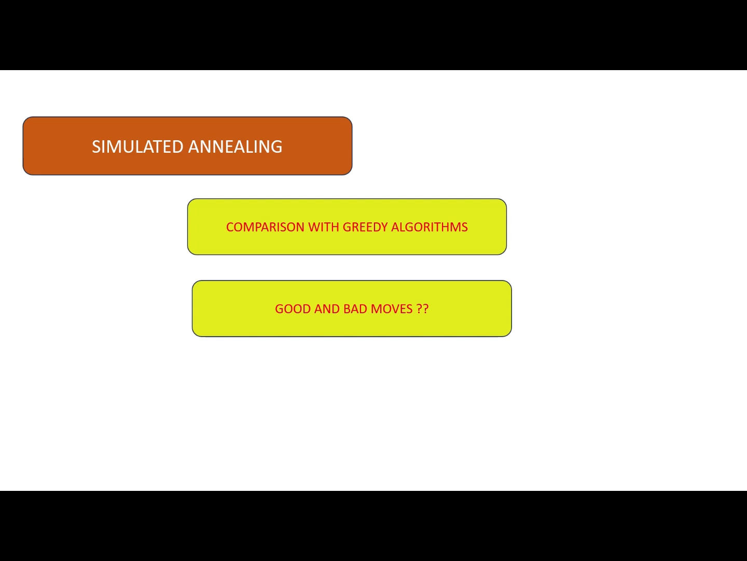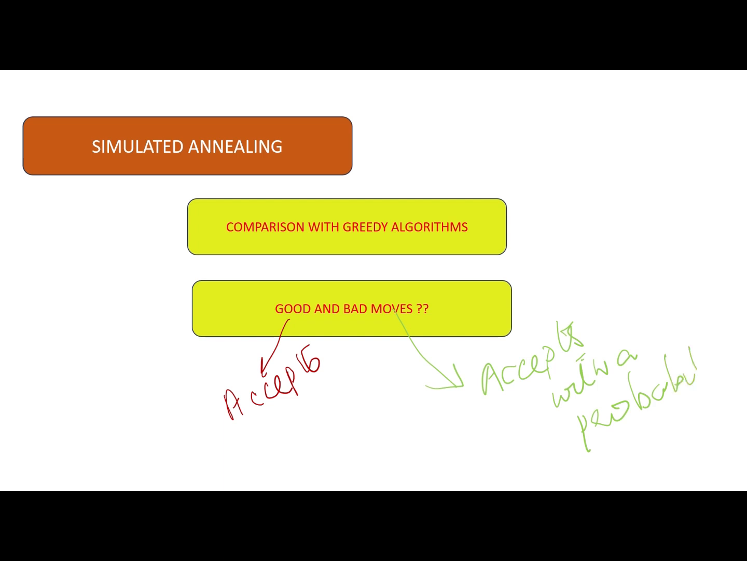How does the simulated annealing perform when compared to the greedy algorithm? The simulated annealing, it accepts all the good moves. Am I right? And all the bad moves, it accepts with a probability. It accepts with a probability. This is the difference between simulated annealing and the class of greedy algorithms.